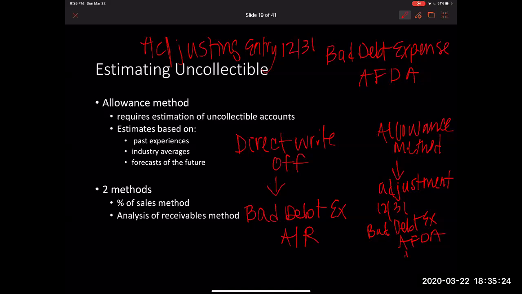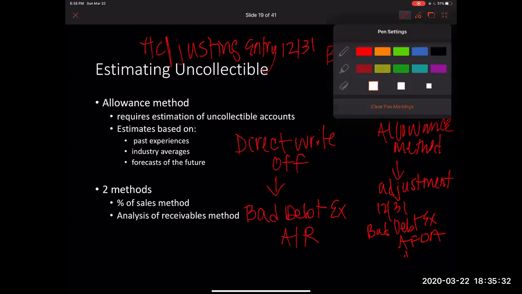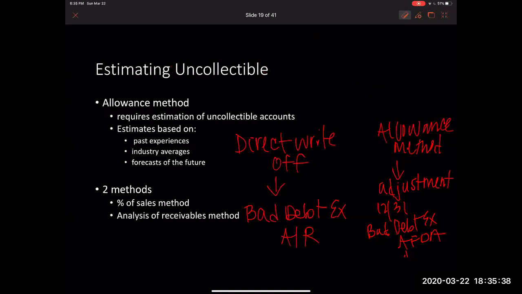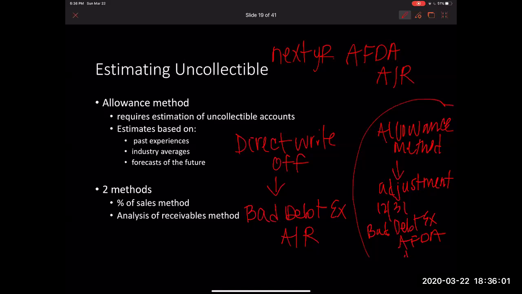Now, when you write it off, I'm running out of space, so I'm going to erase this. Once you decide that a customer will not pay you, that write-off in the next year, whatever it may be, looks like a debit to allowance for doubtful account and a credit to accounts receivable. So that's what we learned in the prior slides. This is what we will focus on in this slide here, just kind of where we've been so far.